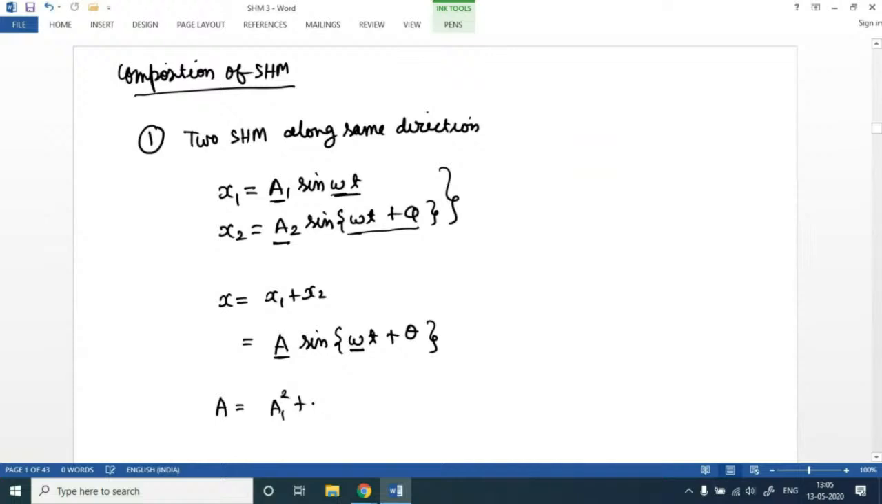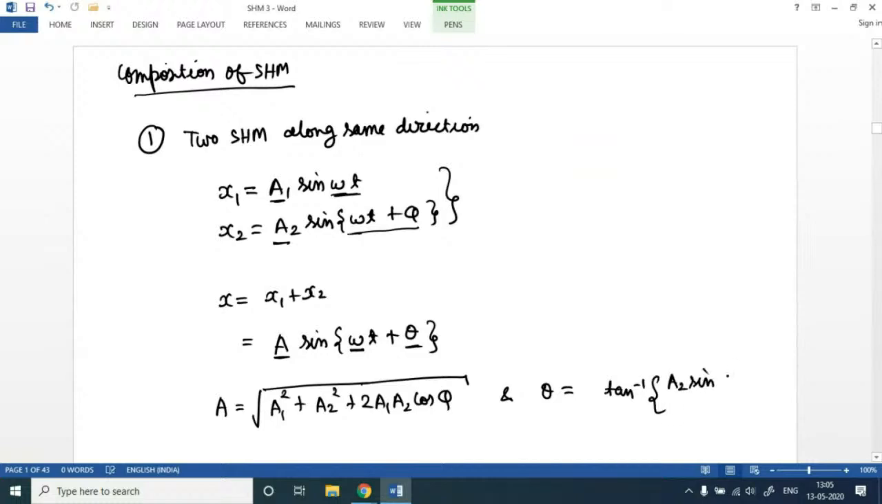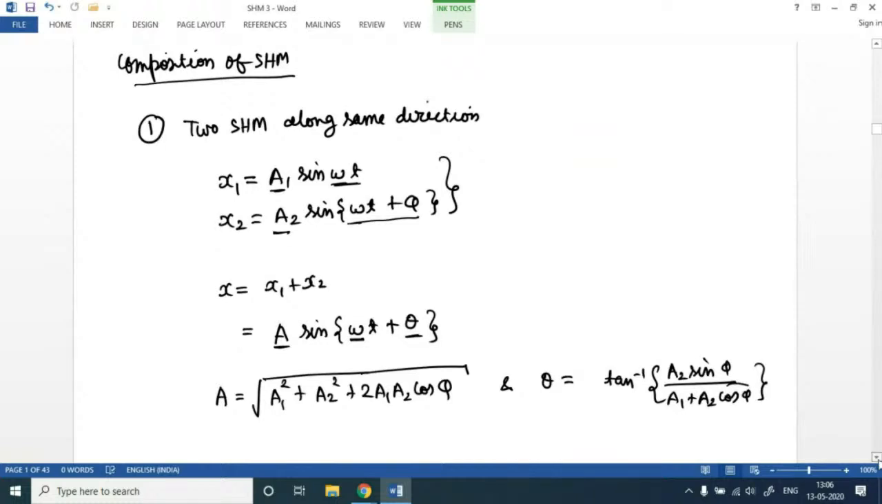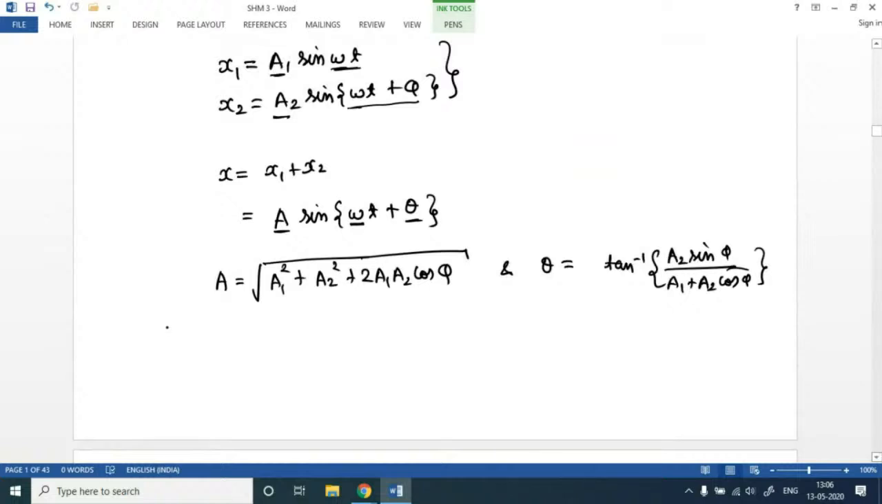So A would be the square root of A1 square plus A2 square plus 2 a1 a2 cos phi. And you should also realize this theta. Theta would be nothing but tan inverse of a2 sin phi upon a1 plus a2 cos phi, that you can write over here. And also you should realize some special cases in this scenario.